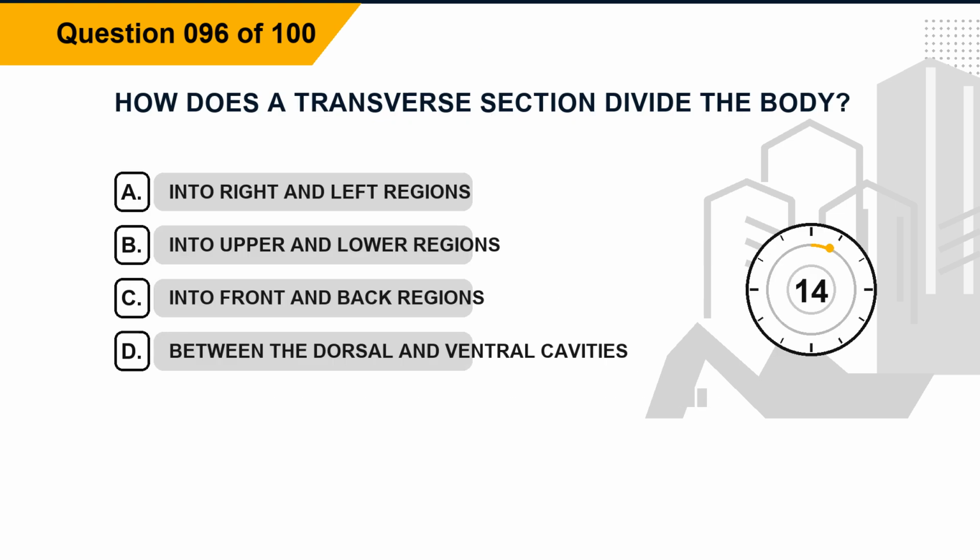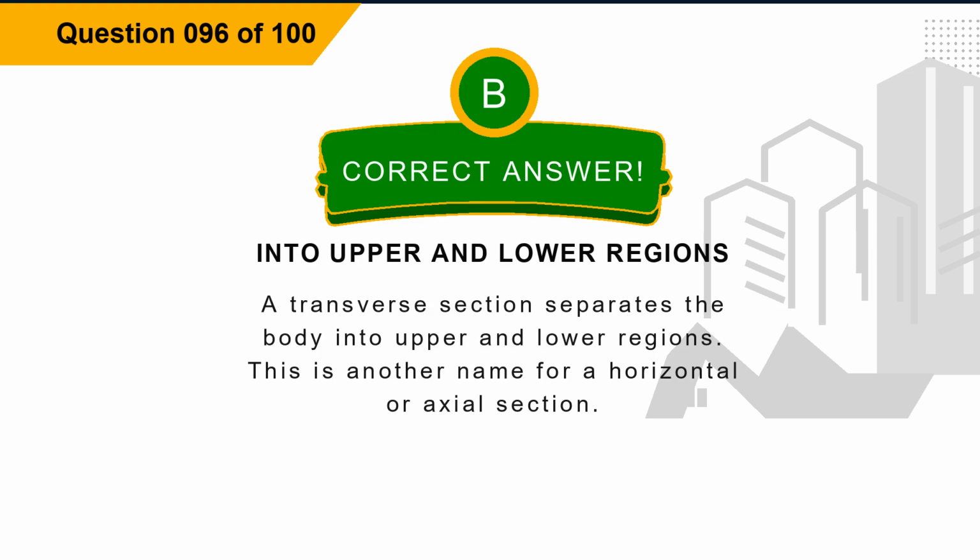Question 96. How does a transverse section divide the body? Option A, into right and left regions. Option B, into upper and lower regions. Option C, into front and back regions. Option D, between the dorsal and ventral cavities. The correct answer is option B, into upper and lower regions. Explanation. A transverse section separates the body into upper and lower regions. This is another name for a horizontal or axial section.